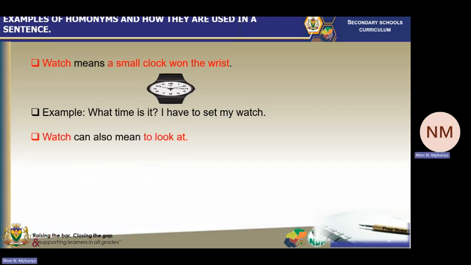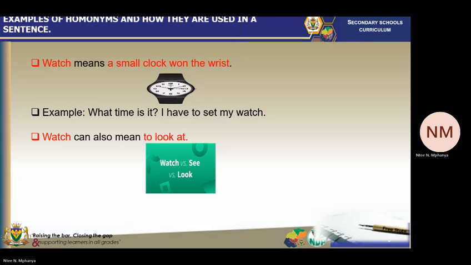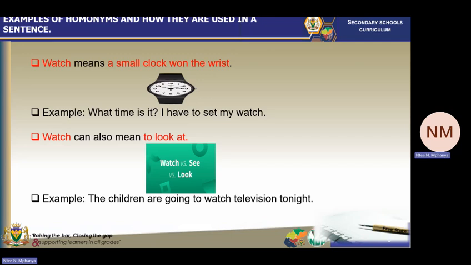Then we have another word, watch, which means to look at. We watch television because we want to see what is happening around the world. For example, the children are going to watch television tonight. The words watch and watch have got the same name, but they are used for different meanings.